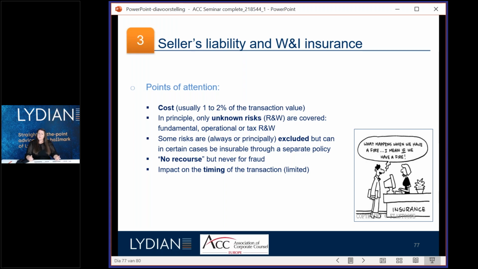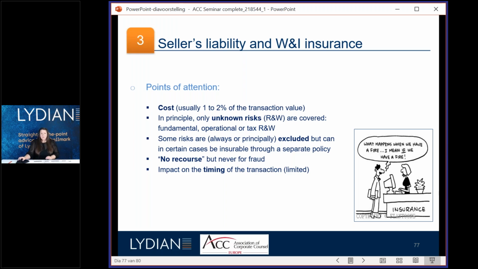So in conclusion, it's a product that is not yet widely used in Belgium, at least. It's maybe different in other countries. And we often see that it's used mainly for larger transactions, probably also because of the premium that has to be paid.